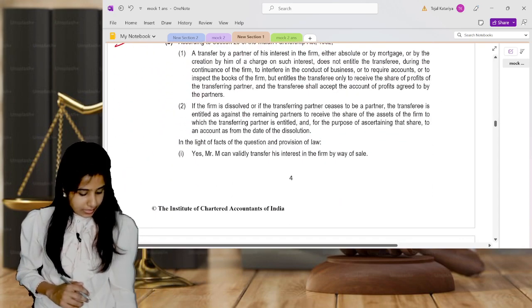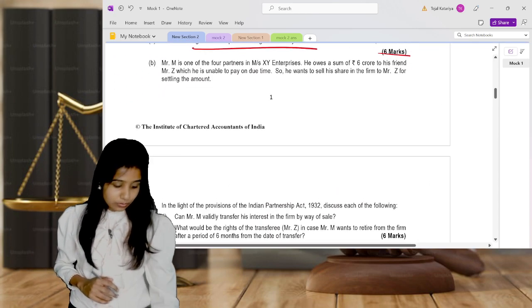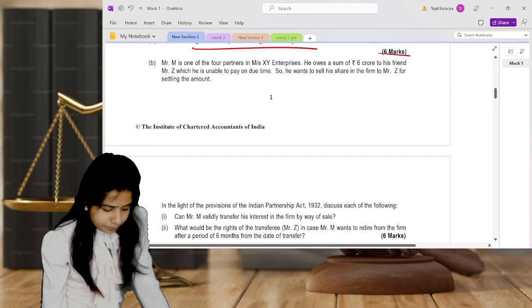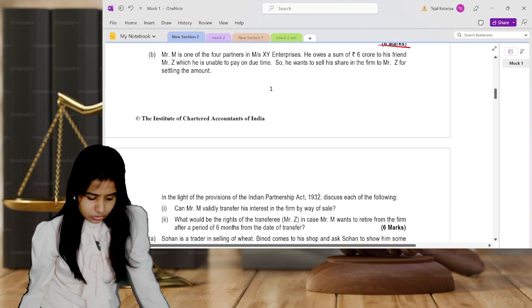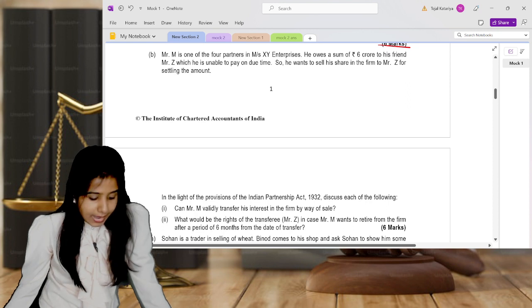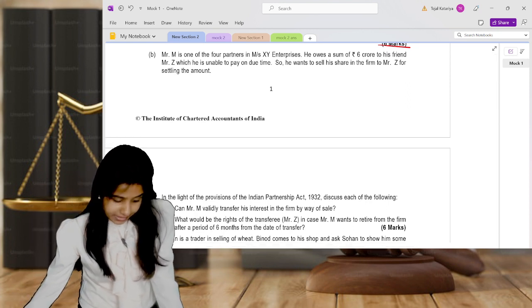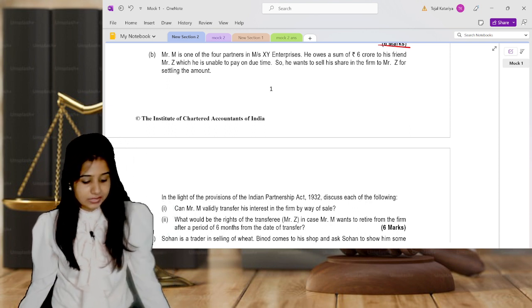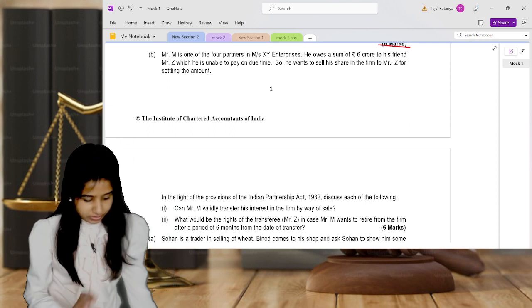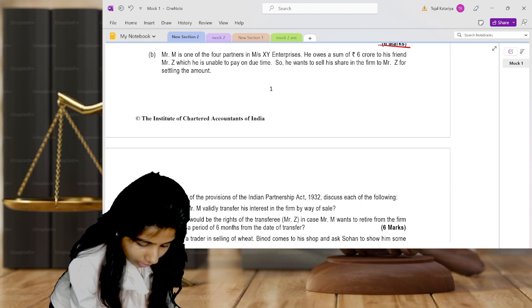Now let's go ahead with the next question. Next question is question number 4B. Mr. M is one of the four partners in M/s X and Y Enterprises. He owes a sum of 6 crores to his friend, Mr. Z, which he is unable to pay on the due date. So what is happening? Understand, there is a partnership of Messrs XY. Okay, this is a partnership.